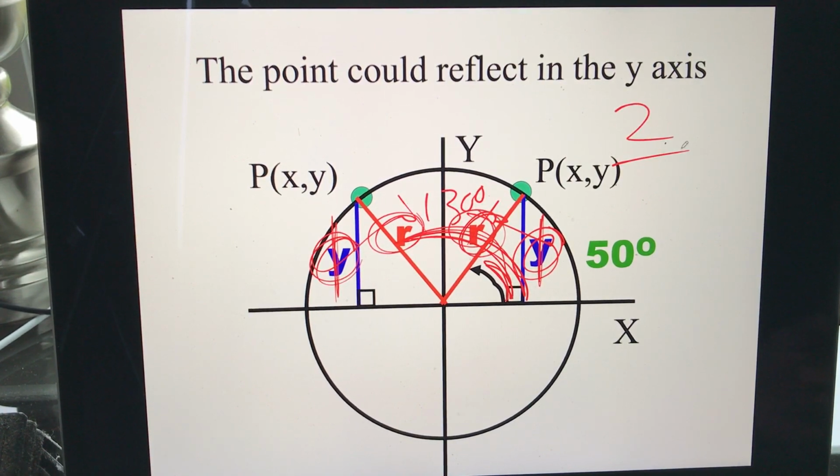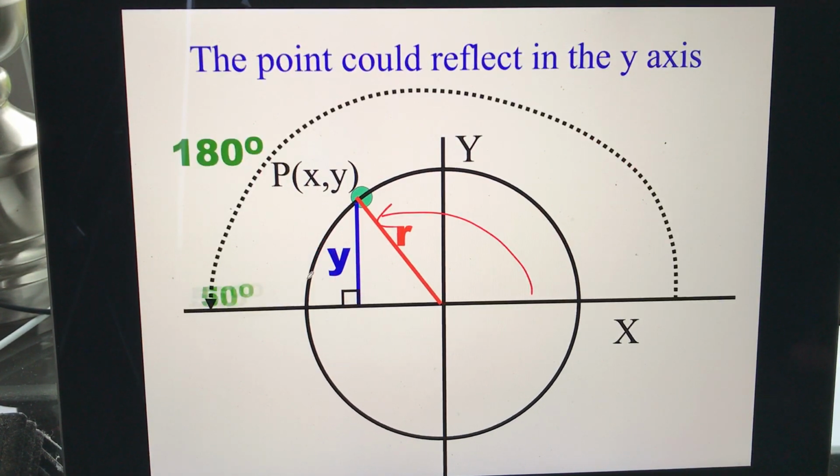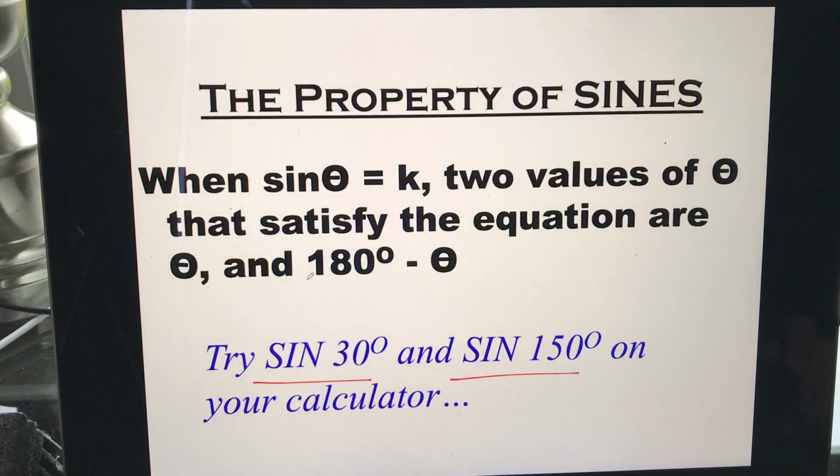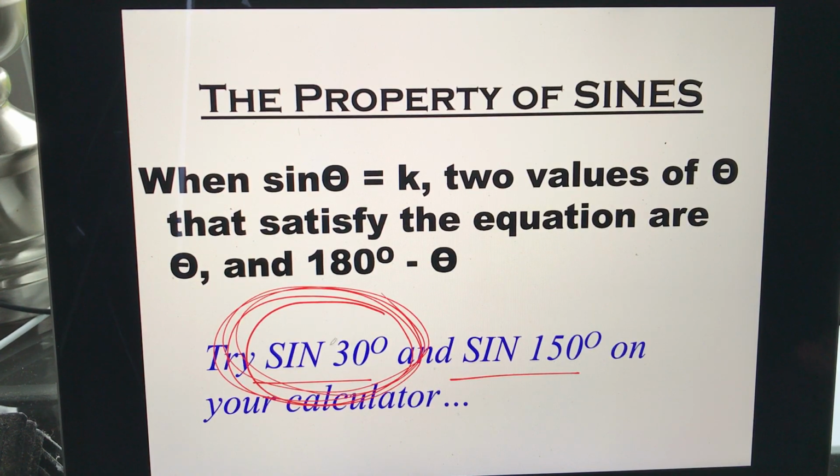So the question is, of course, which one's right? Which triangle do I want? Do I want this one? Do I want this one? And the answer is, it depends. It depends on the situation you're looking at. So that creates what's called the property of sines. By default, fortunately, all the calculators agree, the calculators all go for the lower angle. So the calculators are going to assume you have this lower triangle.